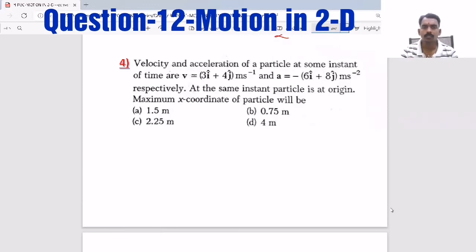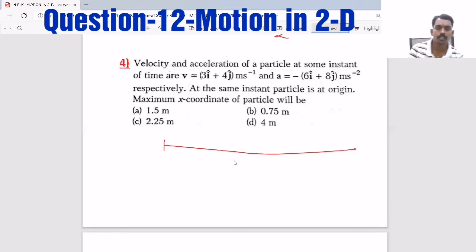All these things are useful in motion in two dimension. Now, fourth question. Velocity and acceleration of a particle at some instant of time are v bar and a bar respectively. At the same instant, the particle is at origin. So the maximum x coordinate of the particle will be. See here, velocity is positive, acceleration is negative. That means the body is decelerating. Then what happens is it started from origin, but it will move in one direction until the x velocity and y velocity become 0. So here they are asking the maximum x coordinate of the particle.